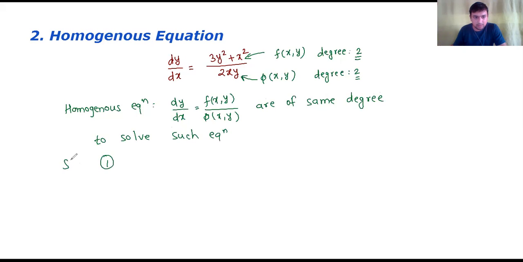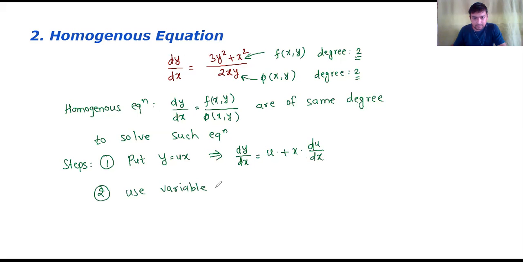what are the steps? First step is put y is equal to ux. That means what will be dy by dx? Dy by dx is equal to u into the differentiation of x, which is 1, plus x into du by dx. And then second, use the variable separable method to get the required solution.